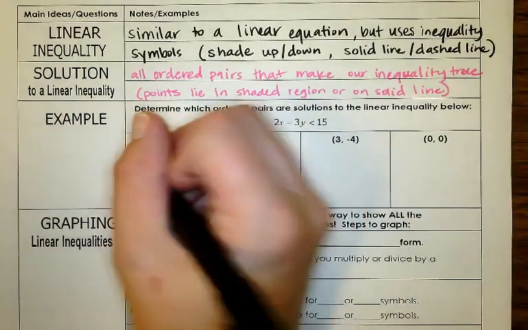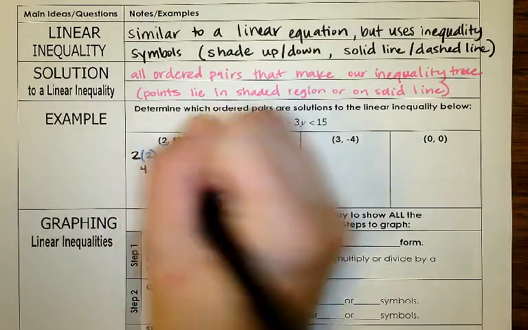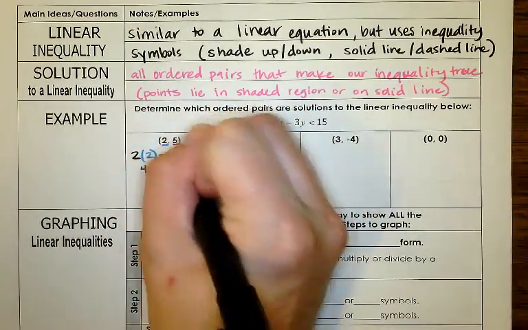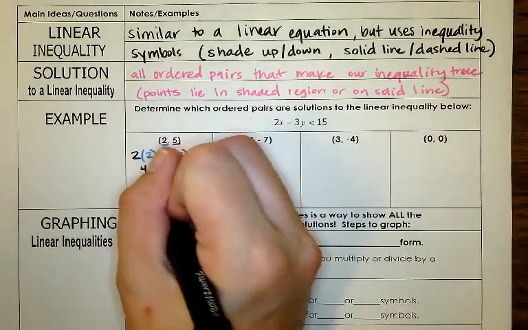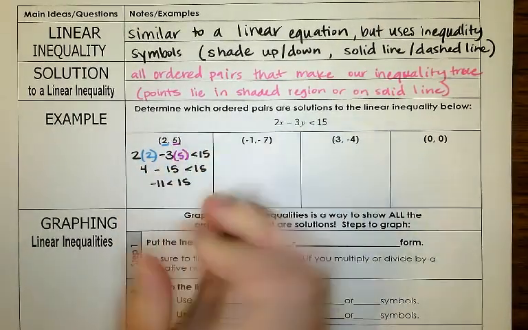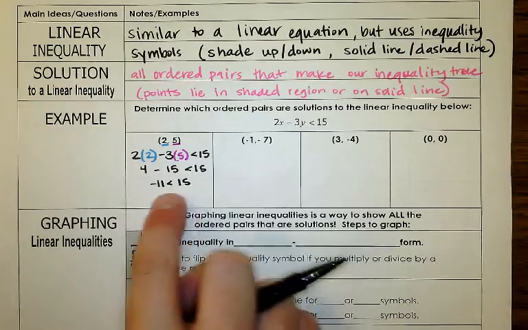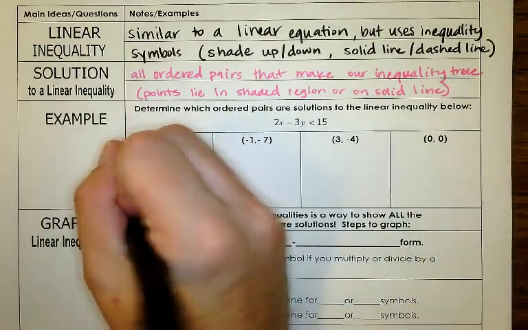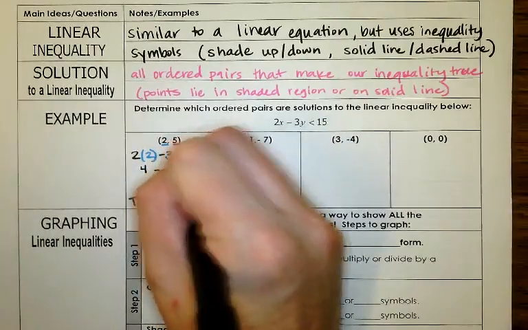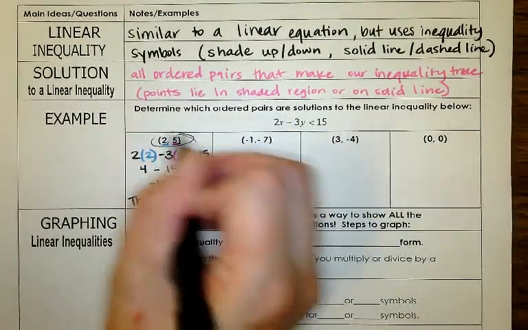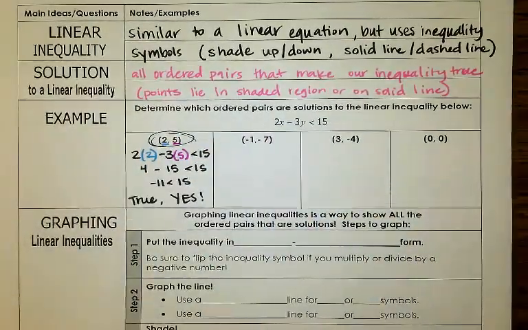Well, let's see here. 2 times 2 is 4, minus 3 times 5 is 15, is less than 15. Well, 4 minus 15 is negative 11. Guys, is negative 11 less than 15? Yeah, that's true. So since that's a true statement, this point is a solution to the inequality.